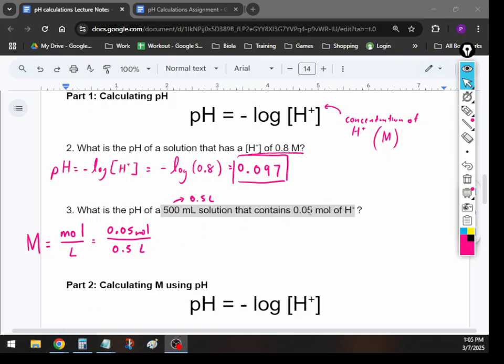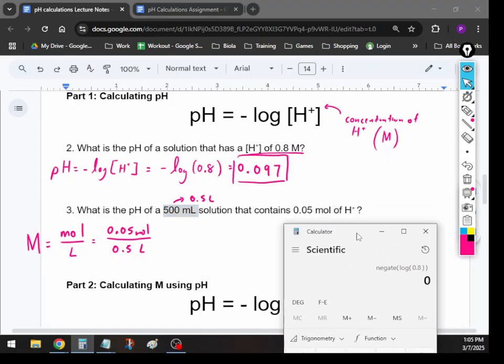So we're going to take the moles of H+, plug it into the top of the fraction on the molarity equation, divided by the milliliters, which is 0.5 liters, because we divide by 1,000. If you plug that into your calculator, and some of you probably don't even need to, 0.05 divided by 0.5 is going to give you 0.1. So that's your molarity of H+.